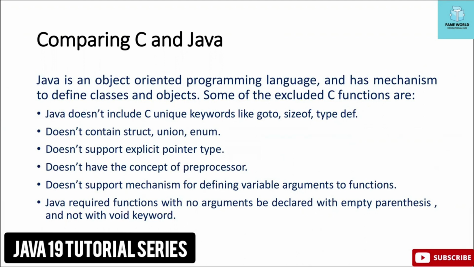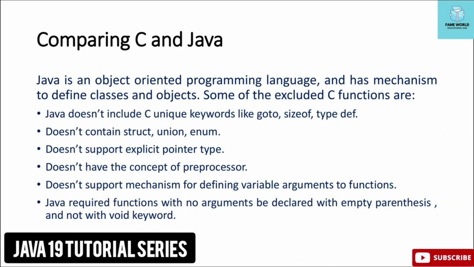Java doesn't include C unique keywords like goto, sizeof, typedef. These are present in C, but not present in Java. Java does not contain the concepts of structure, union, enumeration. Struct, union, and enum keywords are present in C language, but they are not present in Java. Java does not support explicit pointer type. That means pointers are actually not supported in Java. The concept of pointer is present in C programming, but it is not present in Java.